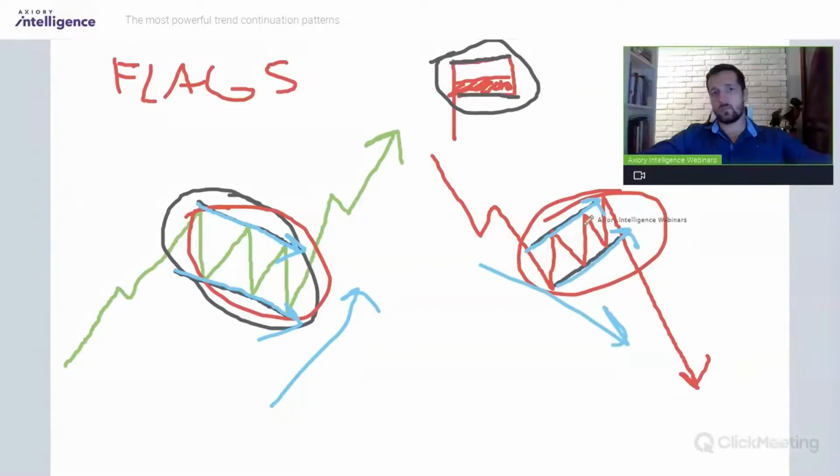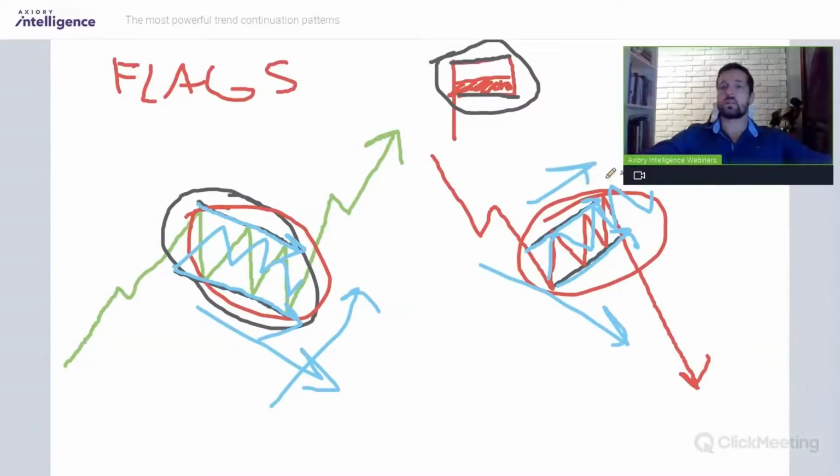Why are they pointing up, not down? Because we are moving this direction. We are moving this direction. So they are pointing down and those up. That's it, my friends. Flags.